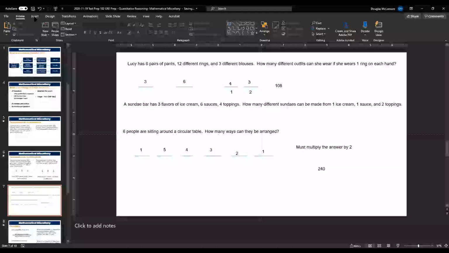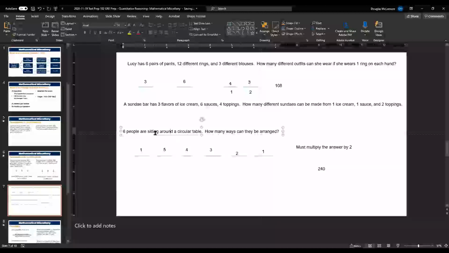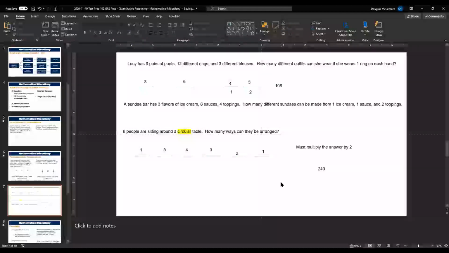So what's the key word that's in here that tells us we have to do this weird stuff? Circular table. So anything that's arranged in a circle will require this extra level of weirdness. So you got to start with your first spot with only one person or one thing, and then you have to multiply your final answer by 2 to deal with the circular table problem. The GRE doesn't do it a lot, but you do want to be prepared for this one, because where's this going to show up when you're scoring in the 140s, the 150s, or the 160s?